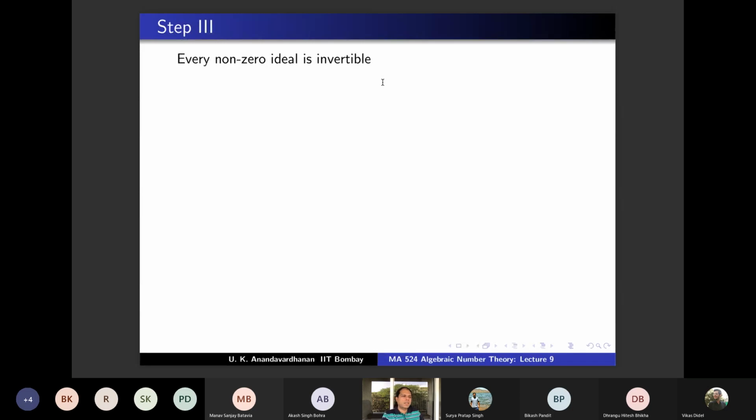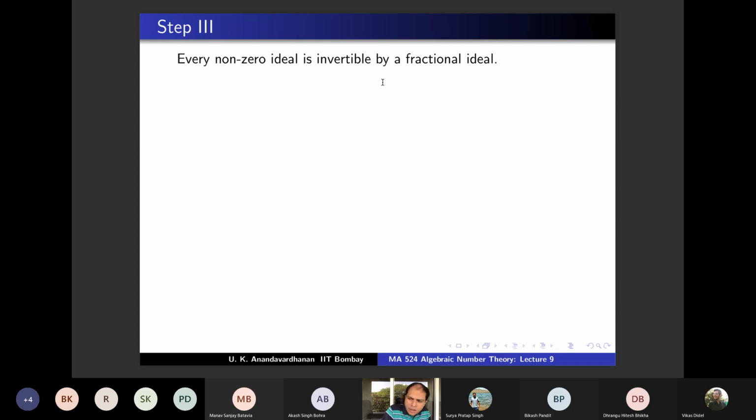Okay, so step 3 is I am removing the word maximal from step 2. We have proved that every maximal ideal is invertible, and now I am saying that every non-zero ideal is invertible and the inverse is a fractional ideal. P inverse was a fractional ideal earlier. So similarly, my claim here is every non-zero ideal is invertible by a fractional ideal.